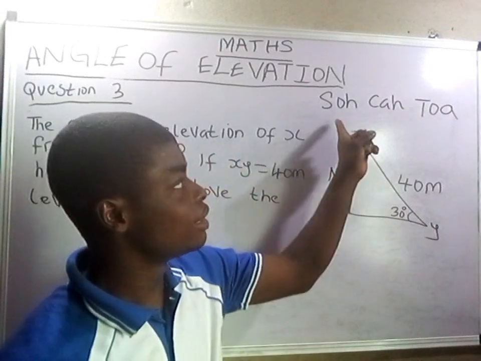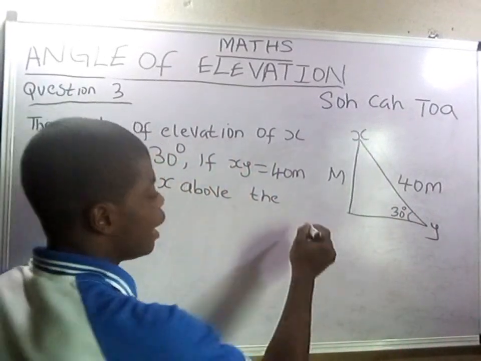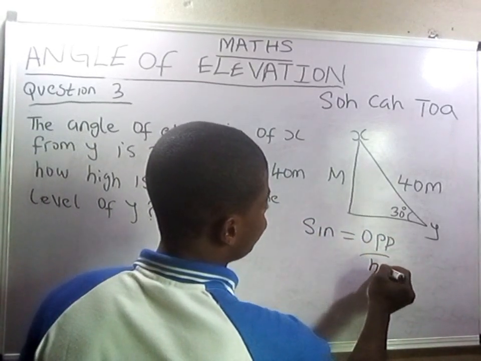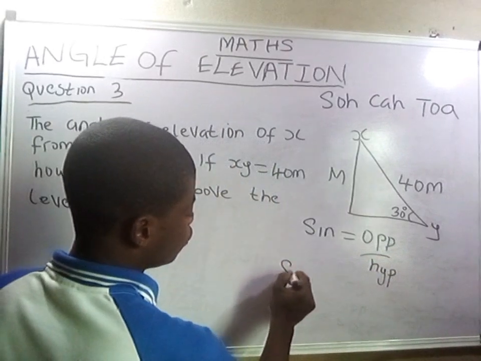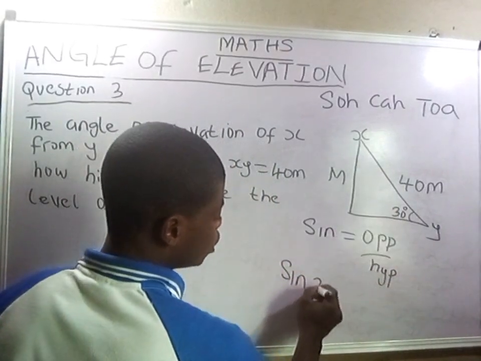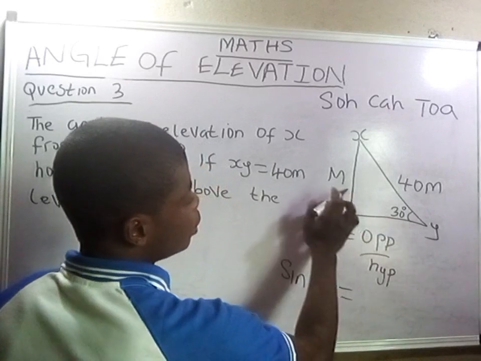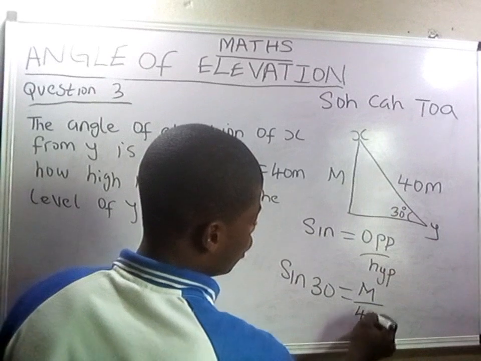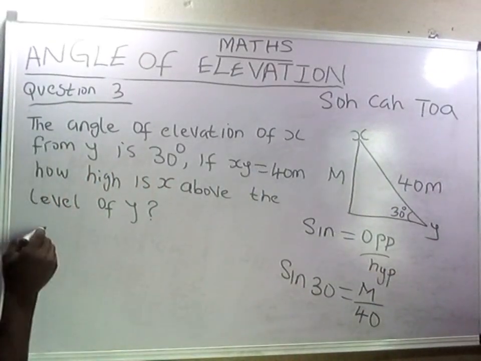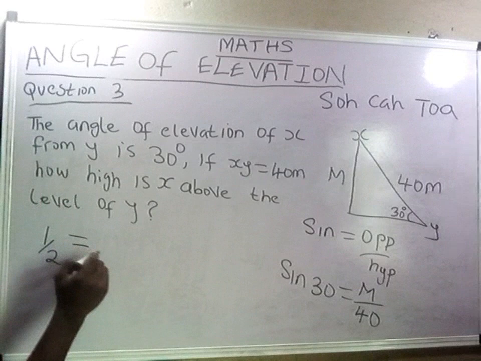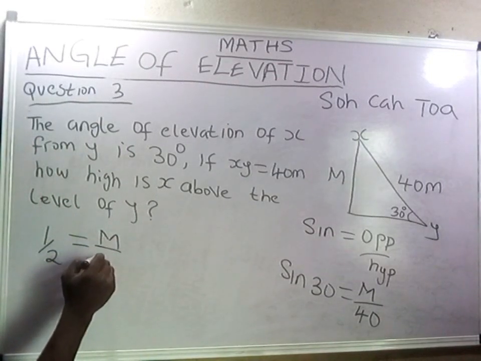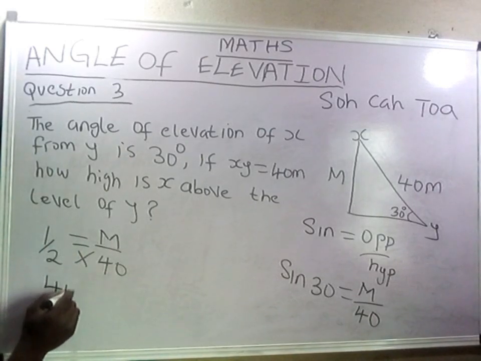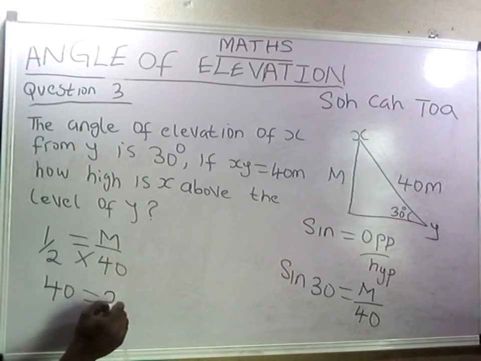So we have to go for sine, which is opposite over hypotenuse. So it will be sine of what degree? 30. Your opposite is m. Your hypotenuse is 40. And sine 30 is 1 over 2, or 0.5, equals m over 40. So we cross multiply: 40 times 1 is 40, 2 times m is 2m.